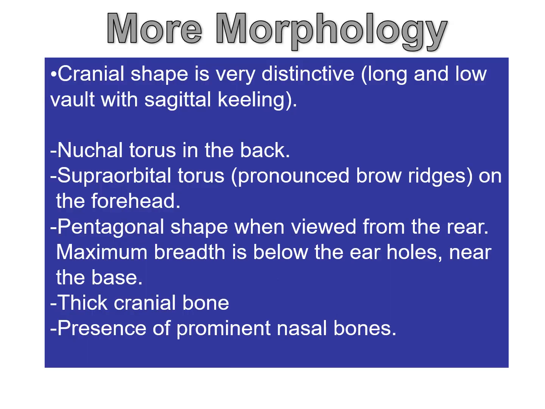So the cranial shape for Homo erectus is very distinctive. It's a long and low cranial vault with sagittal keeling. There's a nuchal torus on the back of the skull, as well as a pronounced brow ridge on the forehead. If you pick the skull up and view it from the rear, it'll have a pentagonal shape overall. The maximum breadth of the skull is below the ear holes near the base, as compared to modern Homo sapiens. It has thick cranial bone, as well as the presence of prominent nasal bones.